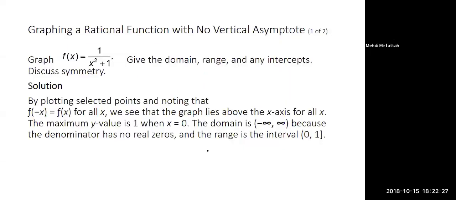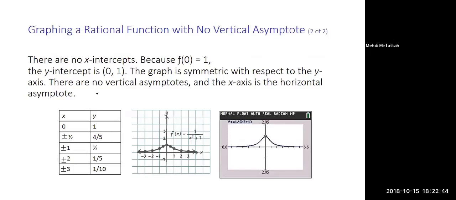So the graph of 1 over (x squared plus 1): if you look at this carefully, f(minus x) equals f(x) here, and this would be the graph of this function. There is no x-intercept here. Your graph is not going to pass through the x-axis because f(0) is equal to 1. The y-intercept would be (0, 1). And this function is symmetric with respect to the y-axis. We calculated that f(x) is equal to f(minus x), so that verified the symmetry there. You can use a calculator to verify that.